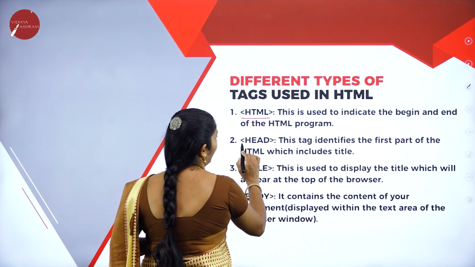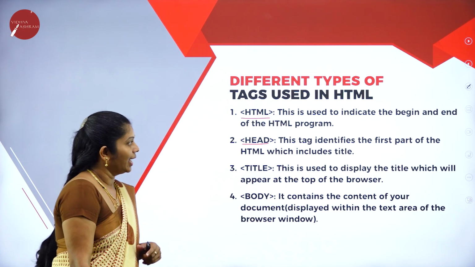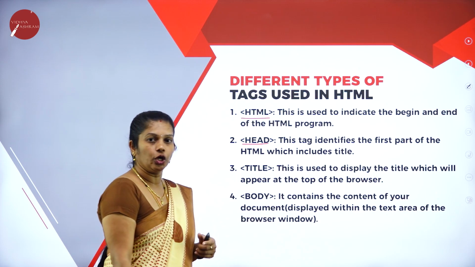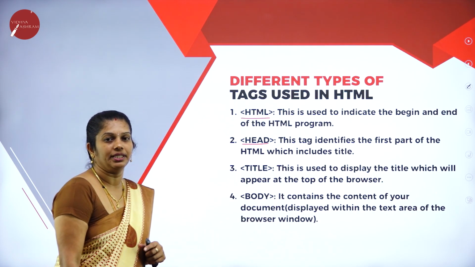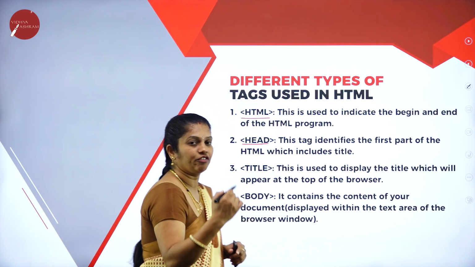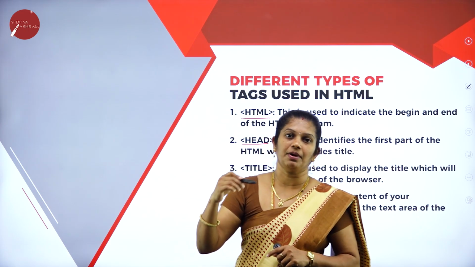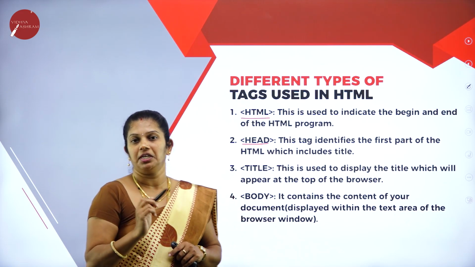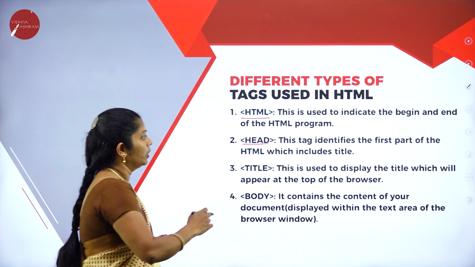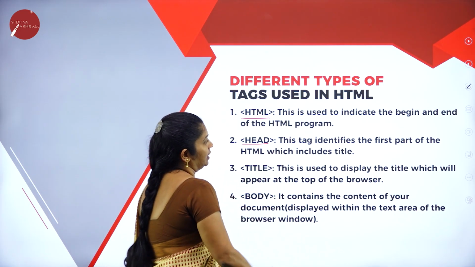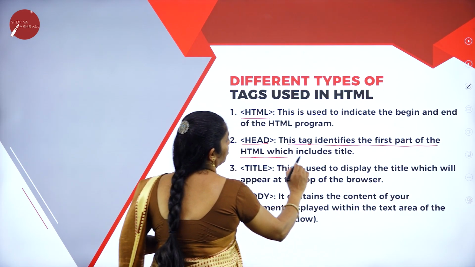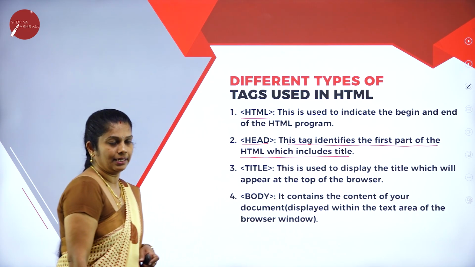Then next we have the head tag. This tag identifies the first part of HTML which includes the title, because already I told you in HTML we have two parts, one is the head part and one more is the body part. Inside the head part we have the title, whereas in the body part we can type the actual information. The head tag identifies the first part of the HTML, which indicates the title here.